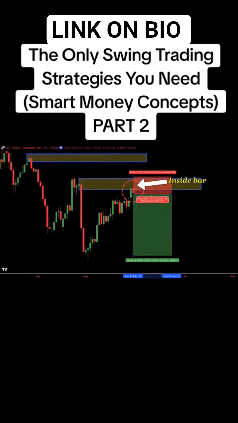Now here is how the trade was executed. The entry was placed below the low of the mother candle. The stop loss was placed above the zone and above the high of the mother candle. The target was set at the next key support level. This type of entry allows the trade to activate only if the market confirms bearish continuation by breaking below the inside bar pattern. And look at what happened next.